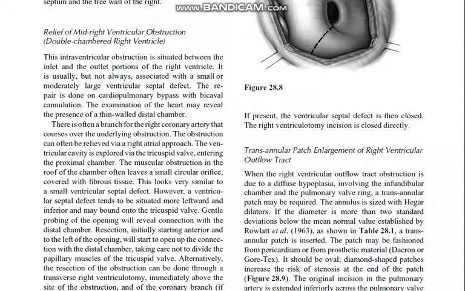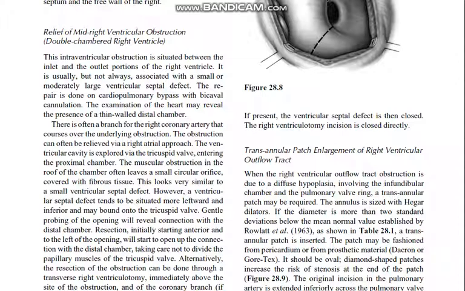Transannular patch enlargement of the right ventricular outflow tract. When the right ventricular outflow tract obstruction is due to a diffuse hypoplasia involving the infundibular chamber and the pulmonary valve ring, a transannular patch may be required.